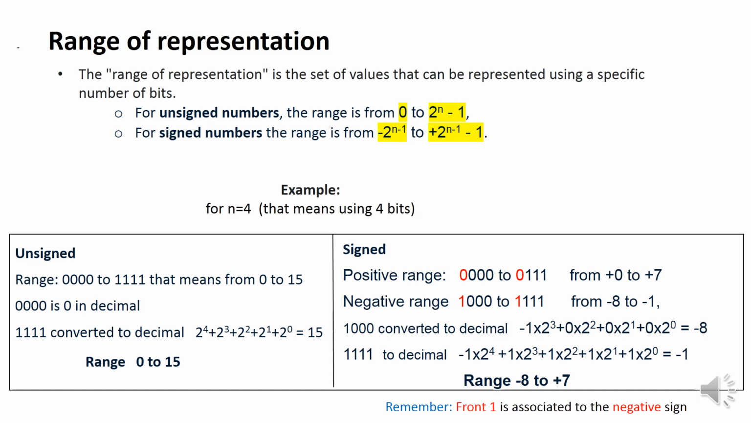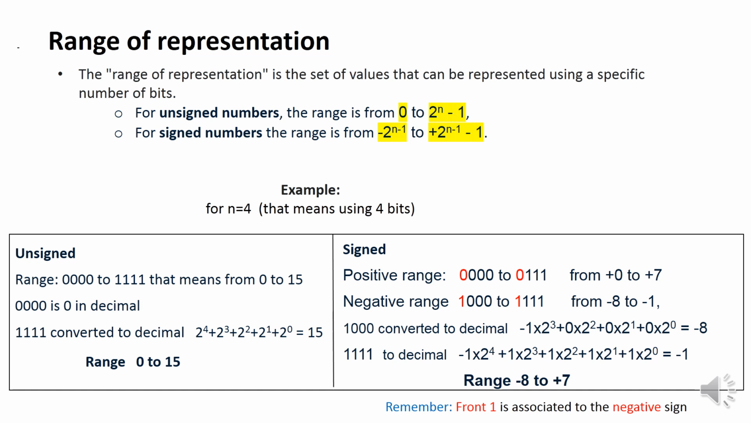Example, for n equal to 4, that means using 4 bits. For unsigned numbers, the range of binary numbers that can be represented is from 0000 to 1111, that means from 0 to 15. Because the smallest number, which is 0000, is 0 in decimal, and the highest number, which is 1111, is 15 in decimal. So the range is 0 to 15 inclusive.